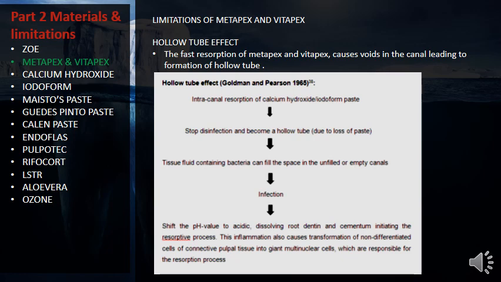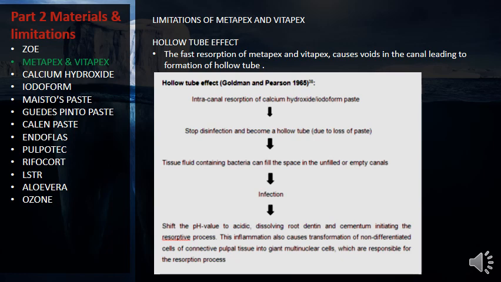Limitation of Metapex and Vitapex. Hollow tube effect. The faster resorption of Metapex and Vitapex causes voids in the canal, leading to formation of a hollow tube. Intracanal resorption of calcium hydroxide paste stops disinfection, and the canal becomes a hollow tube due to loss of paste. Tissue fluid containing bacteria can fill the unfilled and empty spaces, or causes infection. This is called hollow tube effect. It shifts the pH to acidic, dissolving root dentine and cementum, initiating the resorption process. These hollow tube effects initiate the resorptive process.